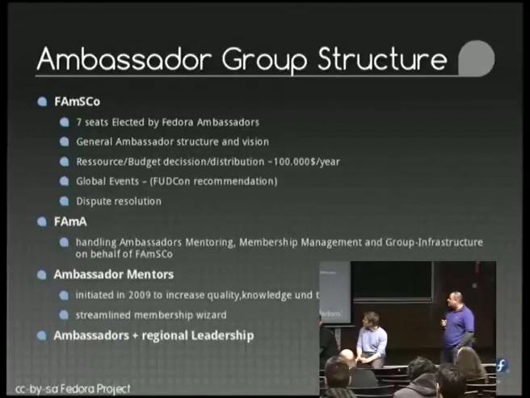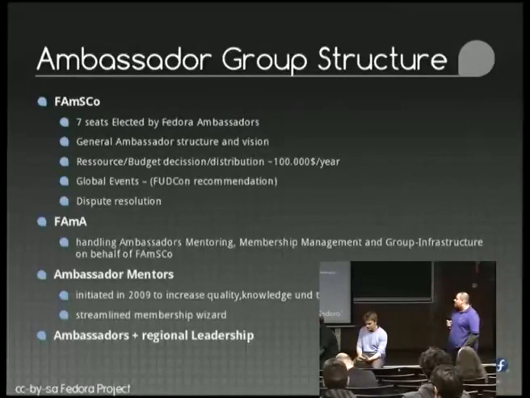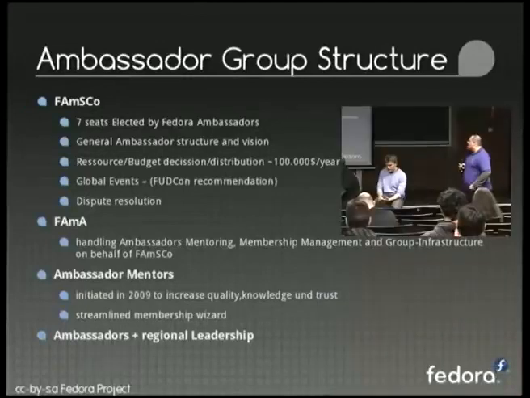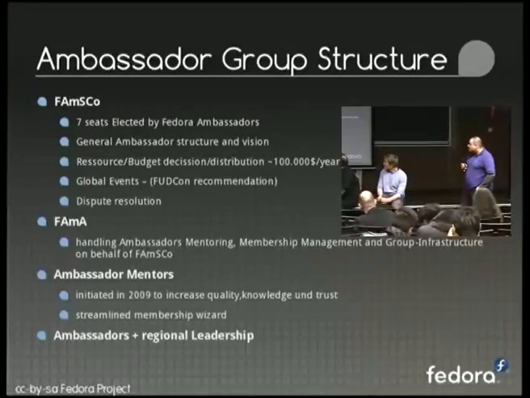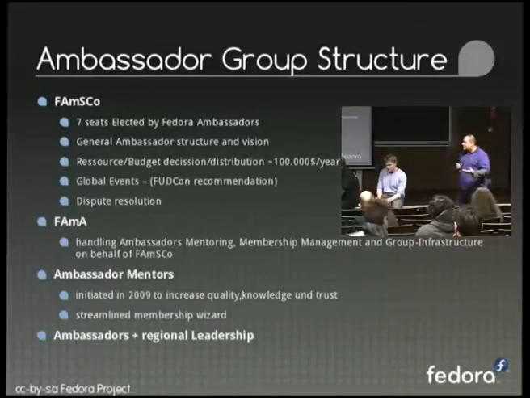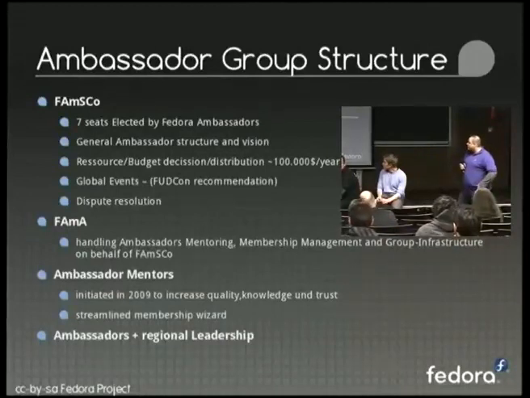Then we have the ambassador membership administration, who is doing all the administration stuff, but also develops the mentoring process. And we have around 12 mentors around the world who mentor new candidates and decide if they are ready to become an ambassador. And then we have the regional leadership. It's not really teams, it's more informal leaders. So we have credit card holders who can pay for their local community.